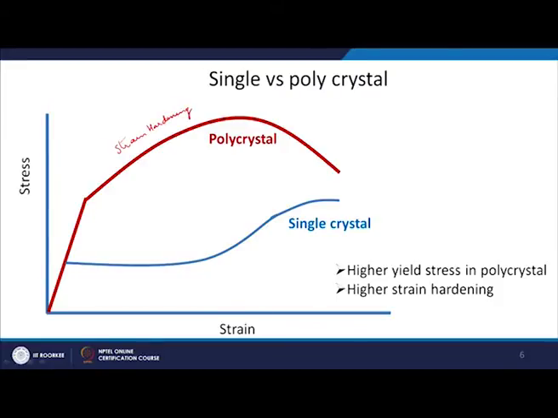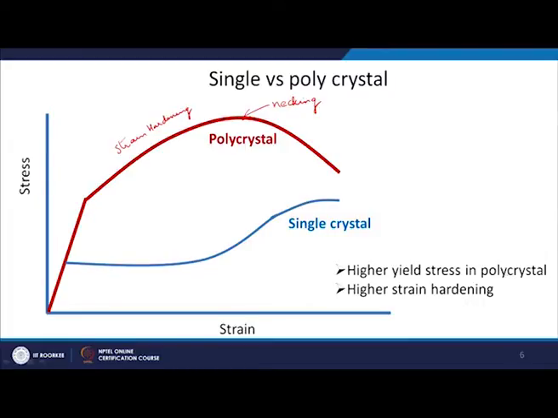Okay, where you have uniform elongation, and after this is the point where necking will start, and then you have non-uniform deformation. Whereas in a single crystal you have a no strain hardening region, then a linear strain hardening region, and then a non-linear strain hardening region. So, if you compare these two, you have higher yield stress in polycrystal, and higher strain hardening.